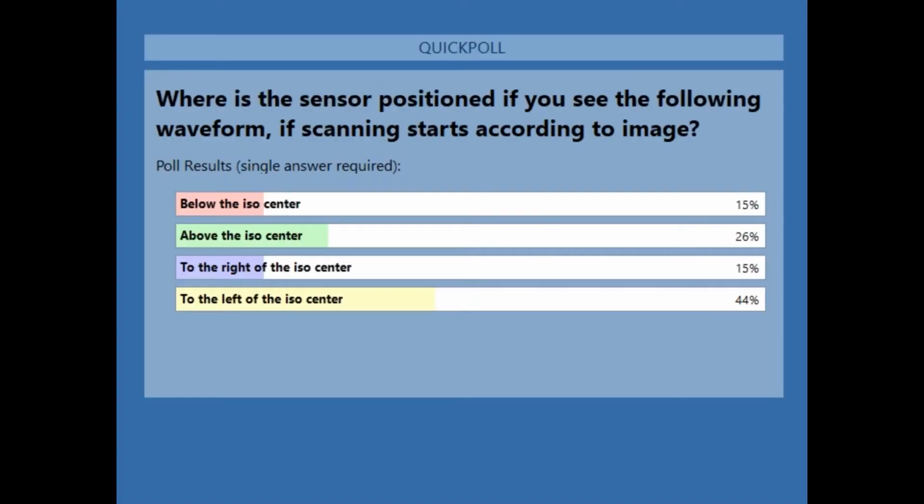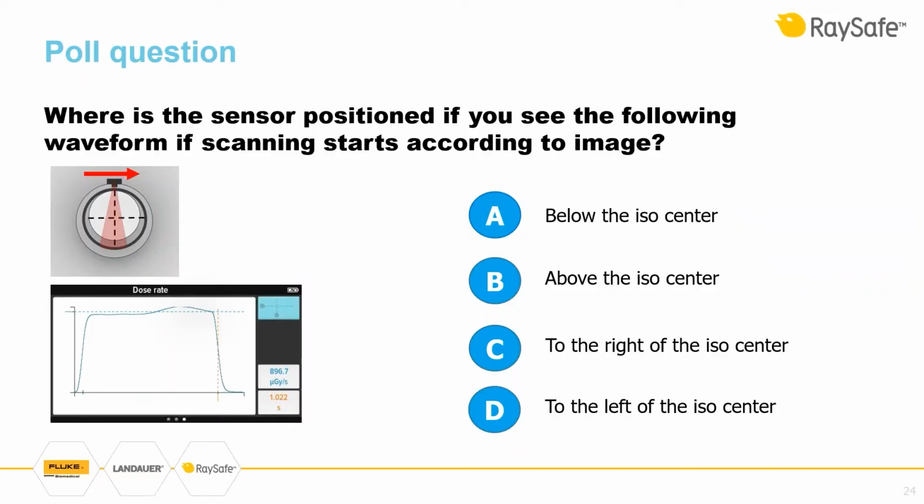So 15% of the people said the first answer, below the isocenter. 26% said above the isocenter. 15% said to the right of the isocenter, and 44% said to the left of the isocenter. So we've got a mixed amount of results here. Patrick or Matthias, let's talk about this one. Interesting. The correct answer here is actually D, to the left of the isocenter.